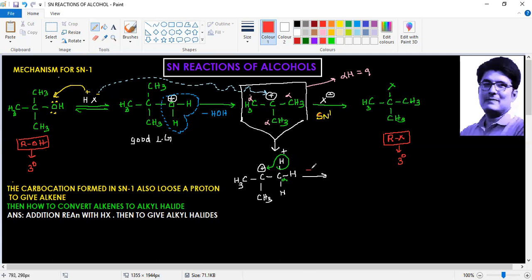Minus H plus. Then how can we write the same compound? CH3, C, the double bond comes over here. This CH3 is converted to CH2 and this is CH3. Like this, an alkene compound is obtained. As I said, the carbocation formed in SN1, whenever it loses a proton, gives an alkene. So how are these alkenes converted to alkyl halides?